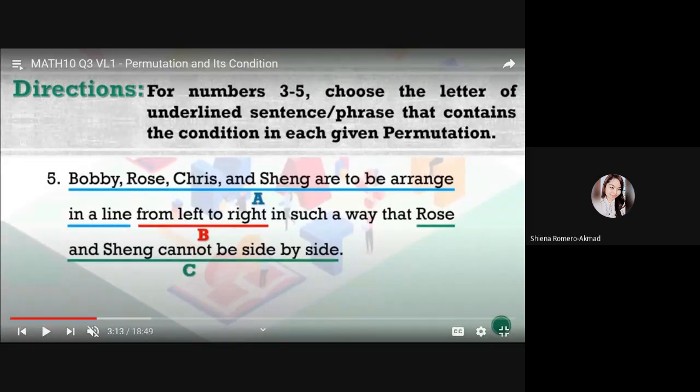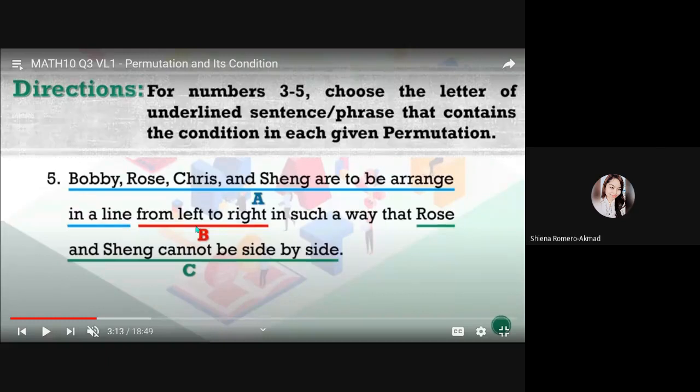So you're given a specific situation where you have to separate the two elements. And that is one of the cases in permutation or condition in permutation. So though letter B is confusing, pwedeng sabihin ng tulad ng reason ng classmate niyo na baka letter B kasi ang sabi from left to right.